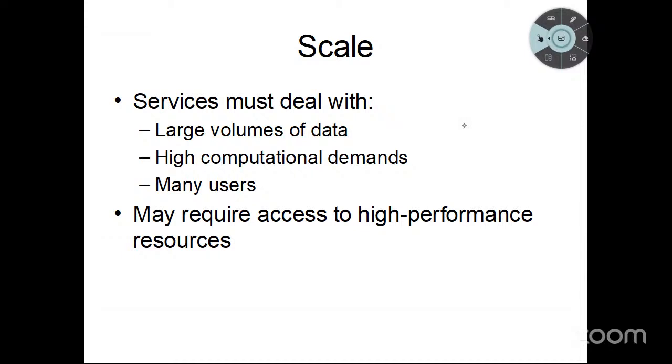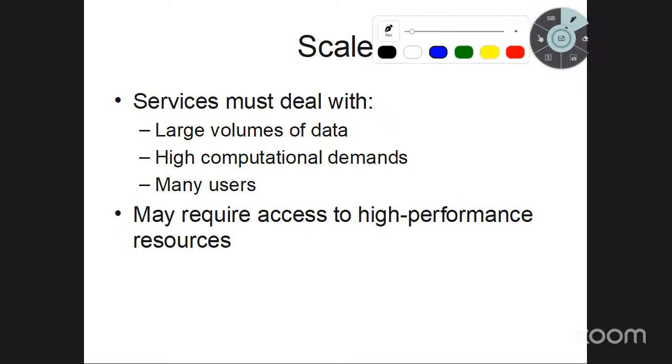What do you mean by resource? What do you mean by high performance resources? What are the resources? What do you mean by resource, first of all?